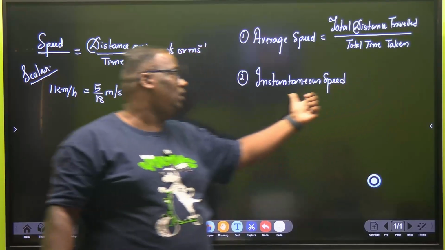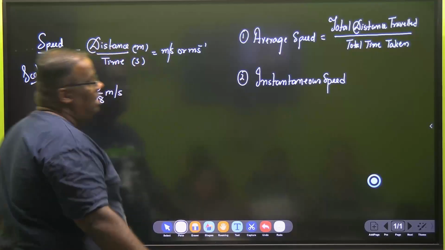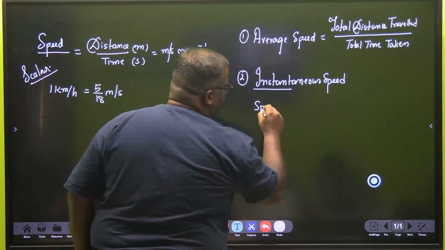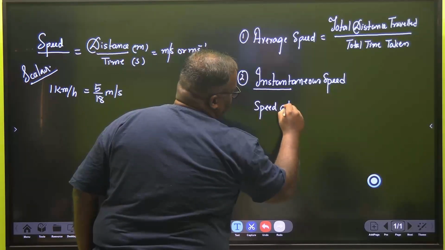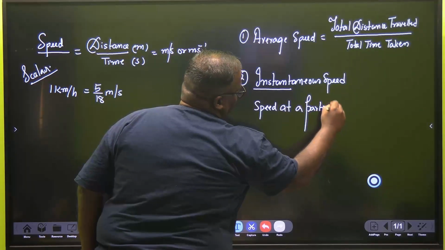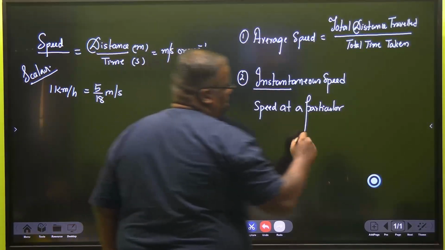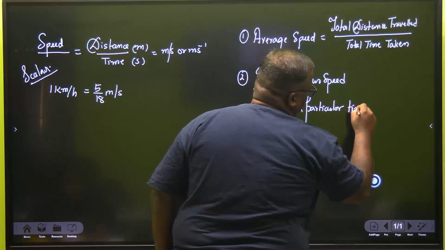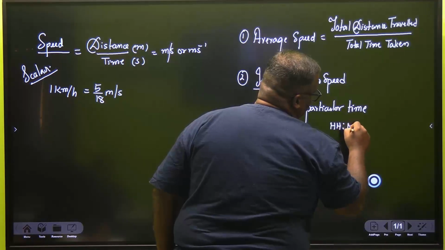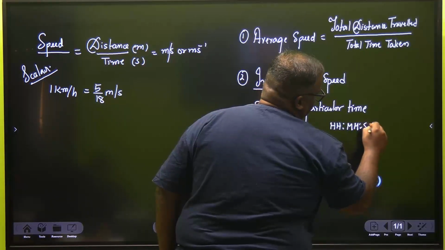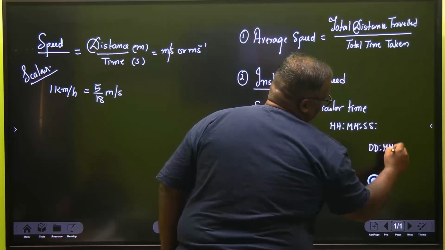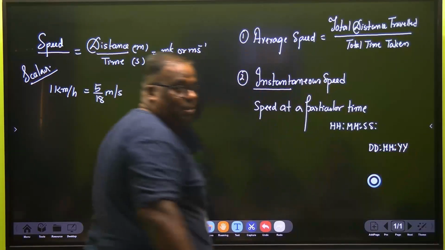Then comes something called instantaneous speed. The word has a word called instant. It means speed at a particular time, a particular instant of time. Say, what was your speed at HH:MM:SS on a DD/MM/YY? Did you understand what I've tried to write?